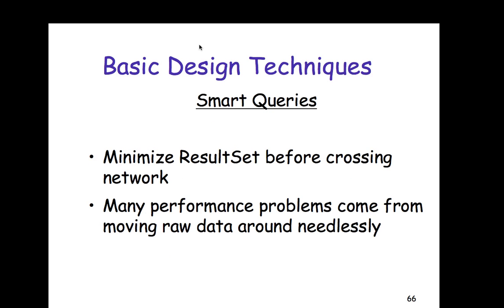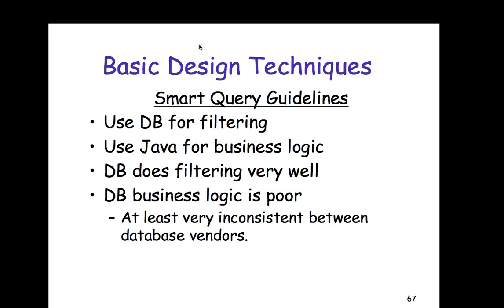So, smart queries. Minimizing the result set before crossing the network. The biggest bottleneck of JDBC with any connectivity to a database in an internet application is the line that all that data has got to go over. Slow connection, you get slow data passage. So don't send as much data. Many performance problems come from moving raw data around needlessly. It's a basic concept: smart querying, using filtering, using Java for business logic.